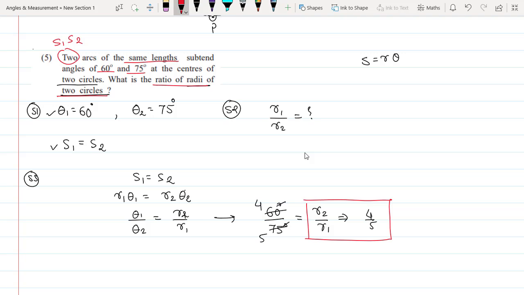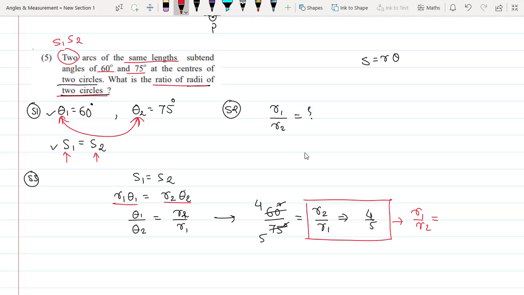And one more thing, if you observe, this concept that I am telling you is very important for MCQs. See here: two arcs of the same length subtend angles of 60 degree and 75 degree. You have taken 60 degree as theta 1 and 75 as theta 2. You have equated S1 and S2. In that case, R1 theta 1 equals R2 theta 2. So the answer should be written as R1 by R2, because we compare the first and the second, not the second and the first. So we have to write it in terms of R1 by R2.